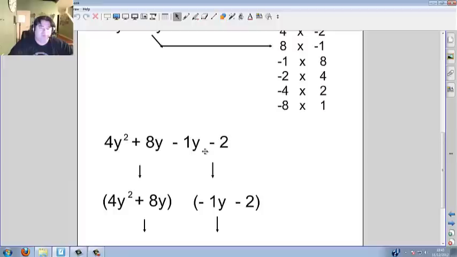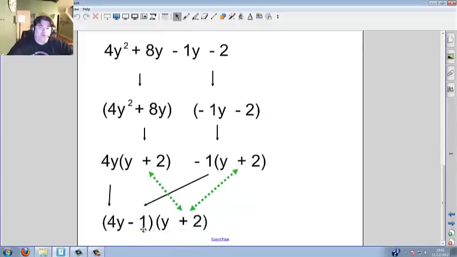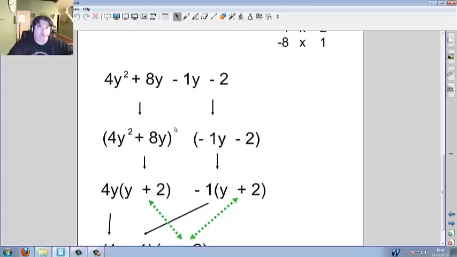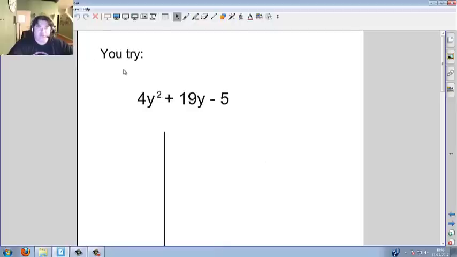Does it make a difference where you put them? No. I just put the big number first. That's just me, but you can do either way. So, 8y and negative 1y, split them up, binomial, binomial. Take out what you can. In this case, this is 4y. In this case, this is negative 1. 4y minus 1 and y plus 2 over here. And that's your finished product. If you would have split it as negative 1 and positive 8, you would have had the reverse, but it'd still be the same.